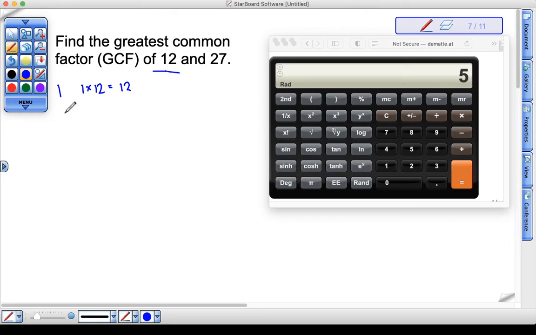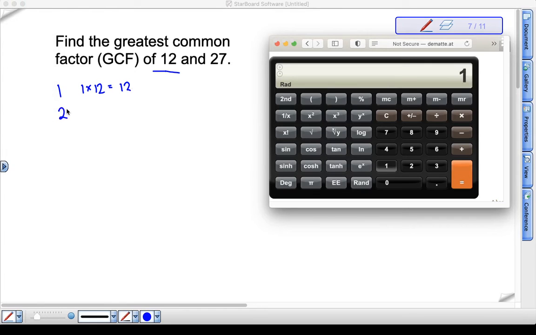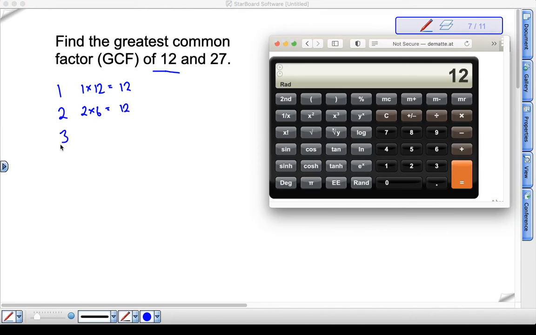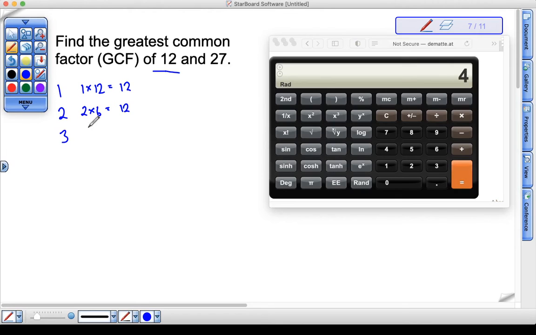I then want to test to see if 2 works. So for that, I'm going to go to my calculator. I'll type in my 12 and see if it's divisible by 2. And it is. So I have 2 times 6, and that is equal to 12. The next number to try is going to be 3. So I do 12 divided by 3, and I get an answer of 4. So I say 3 times 4 is equal to 12. And I don't need to go any higher because the next number is already included in there.